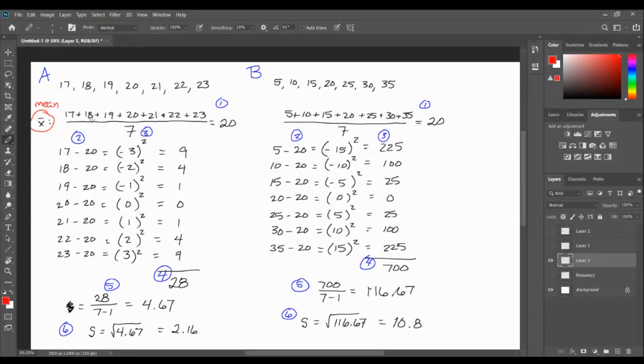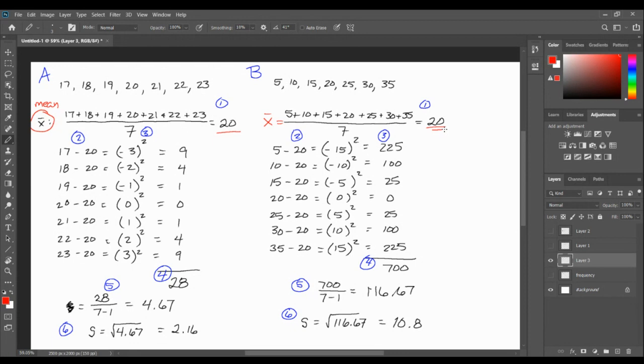And the mean is calculated by summing all of the data items and then dividing by the number of data items. So we summed all of the data items in data set A and divided by 7 because there are 7 data items. And that gave us a value of 20. And then we did the same thing with data set B. We calculated its mean, the sum of all the data items divided by the number of data items, and we got the exact same mean. But they're clearly different data sets.